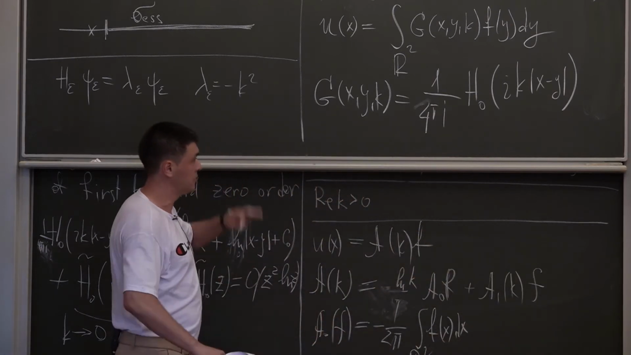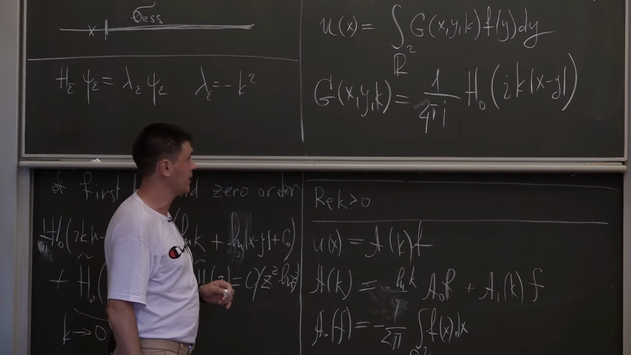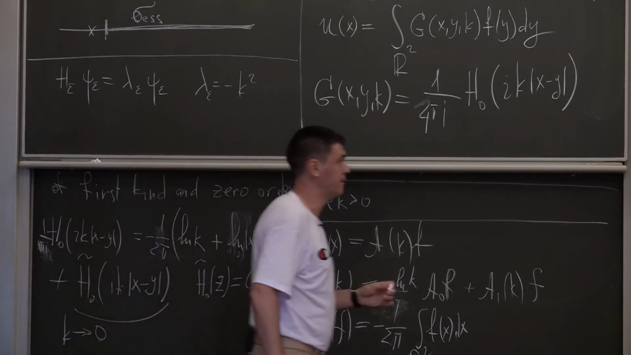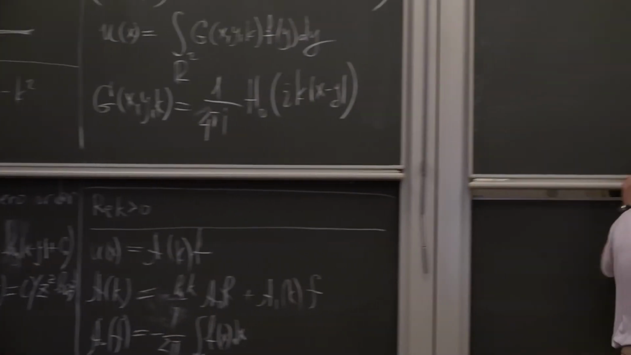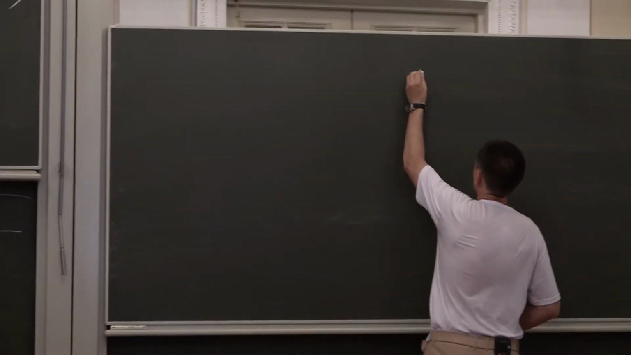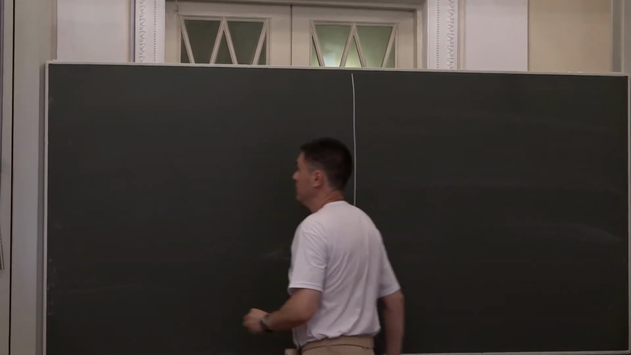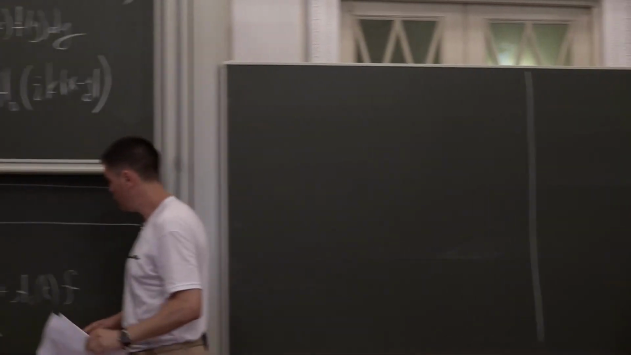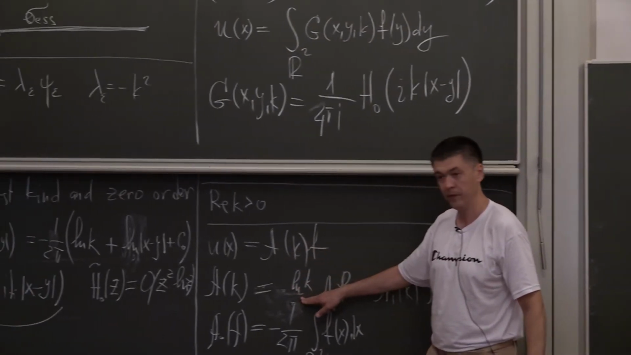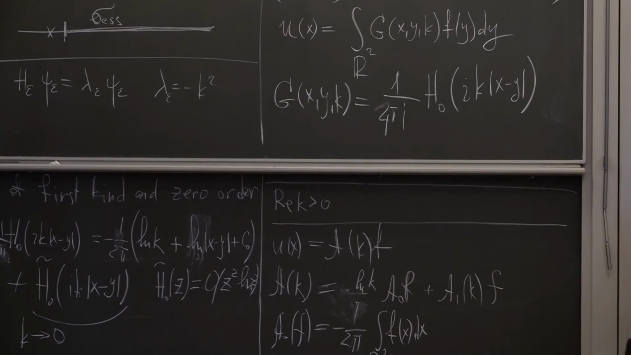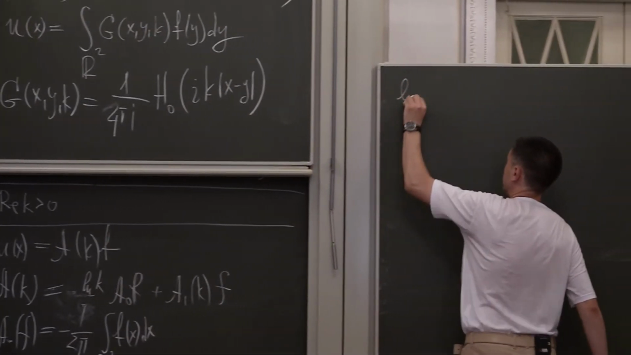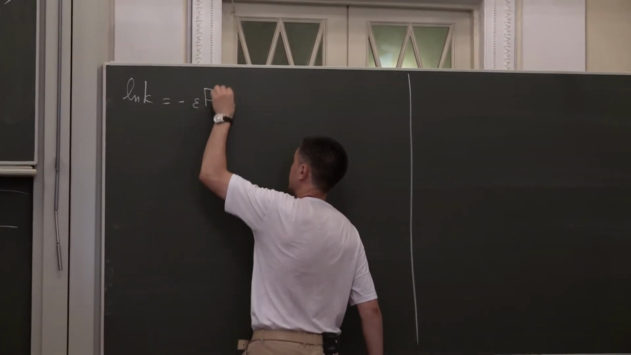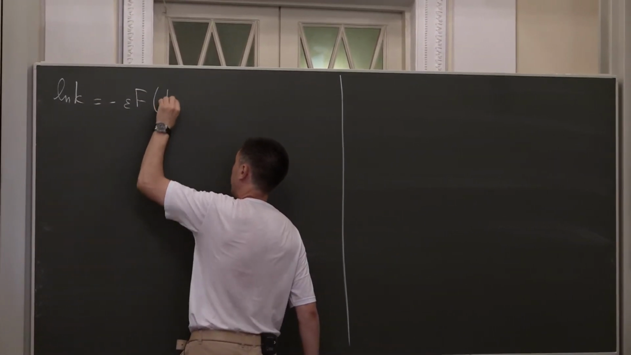Then actually we can repeat all the calculations I showed. And finally, what shall we get? Finally, so as far as we know already, we shall get an equation for k. And first, what we should do, we should look what we have here. We have here logarithm. So we shall get something like logarithm k equals to minus epsilon f of k epsilon.